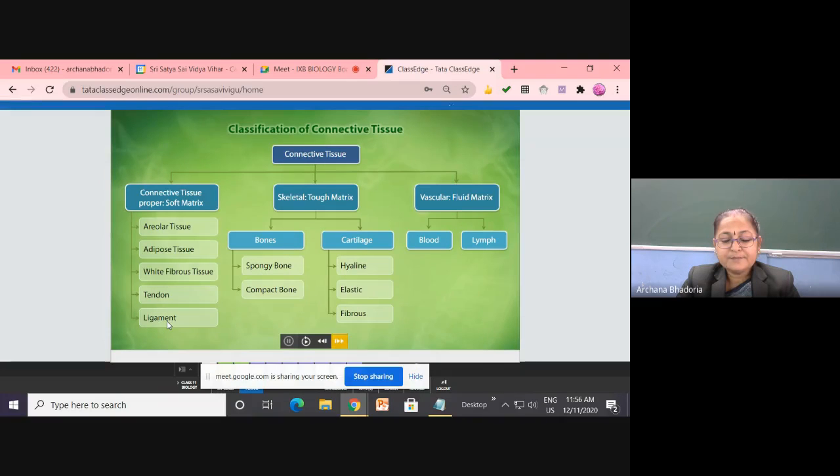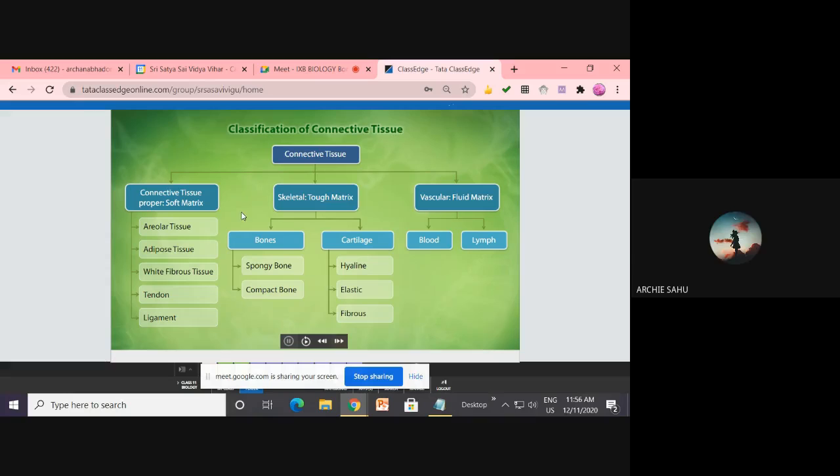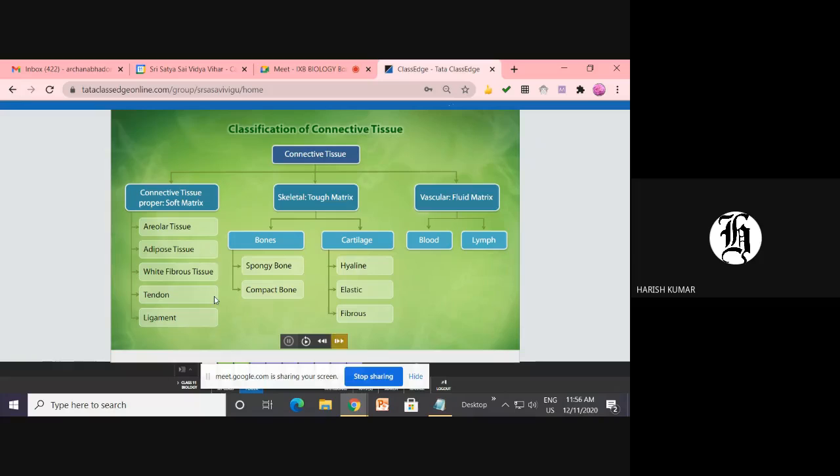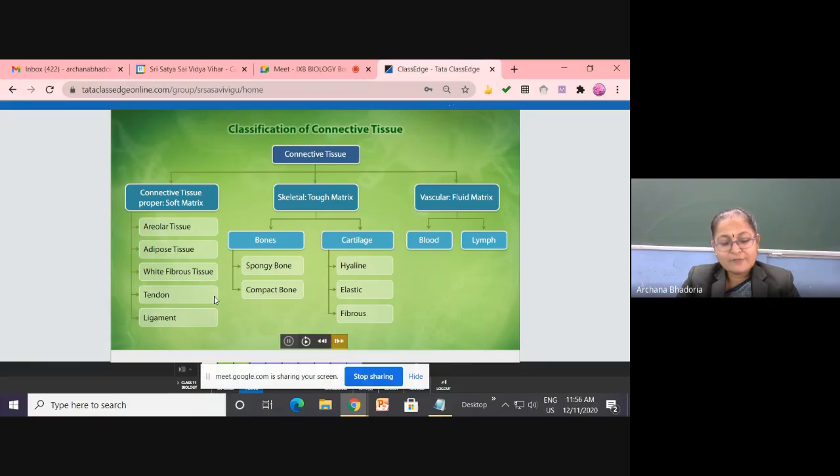Noting, everyone? Yes or no? Do it quickly. Ma'am, can you repeat? See, it is on the slide. You see the screen. Ma'am, you have to copy this table. Yeah, you have to make this flow chart. Quickly make this flow chart.